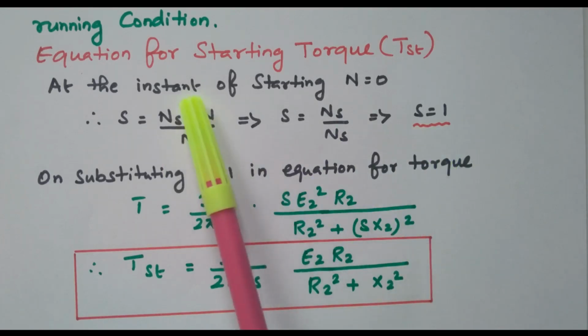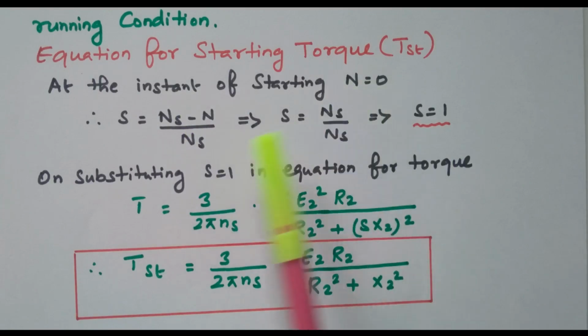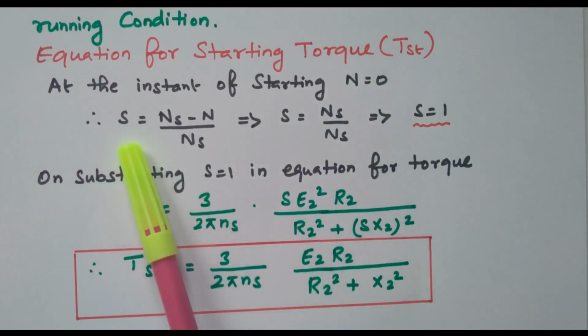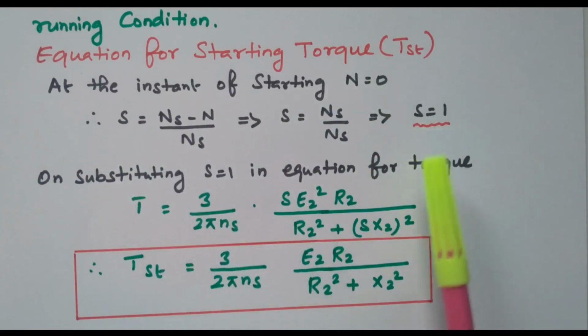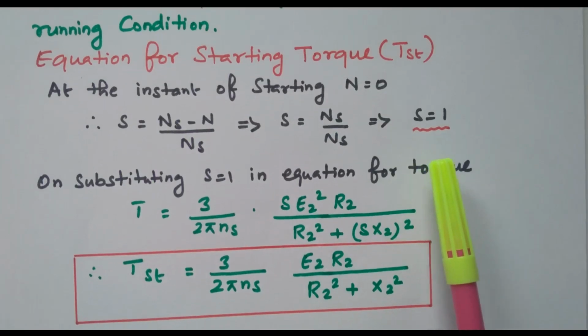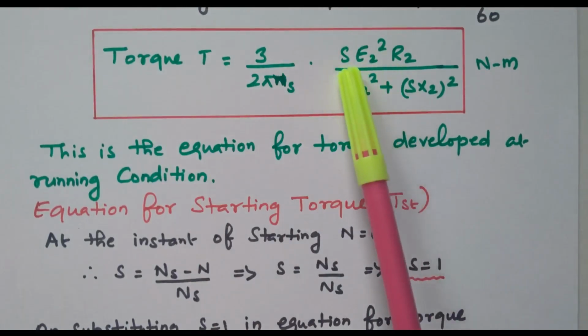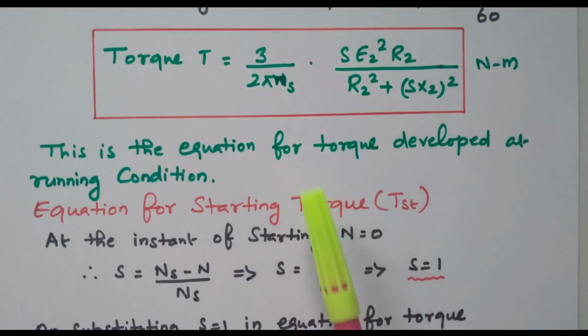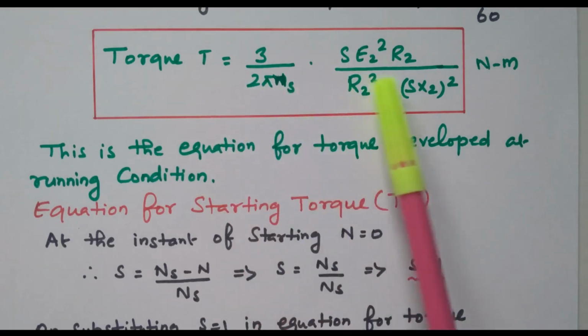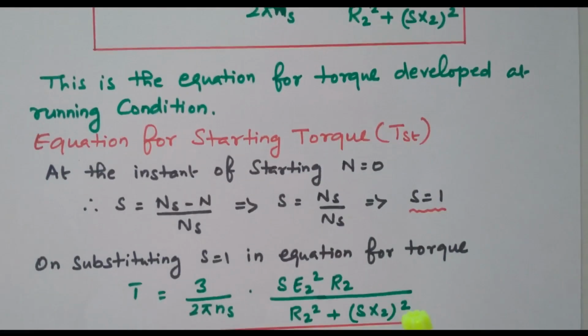So at the starting, the speed is 0. The speed is substituted in the slip, so we got the slip equal to 1. The normal torque equation is available here. In that, S equal to 1 at the starting condition. So if you substitute S equal to 1, we will get the expression for starting torque. In this equation, we need to substitute S equal to 1.